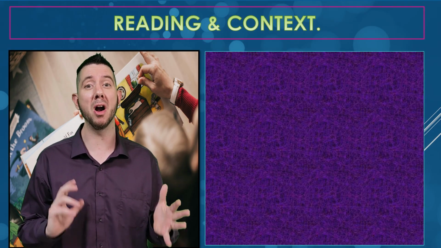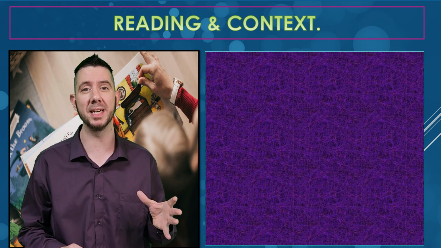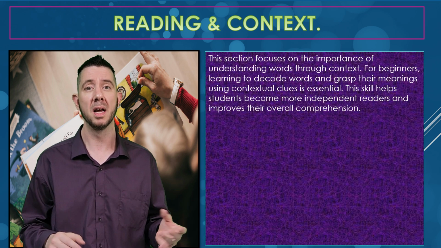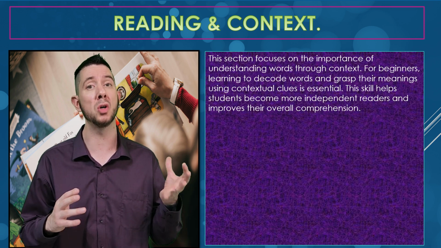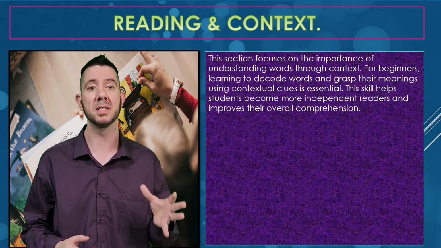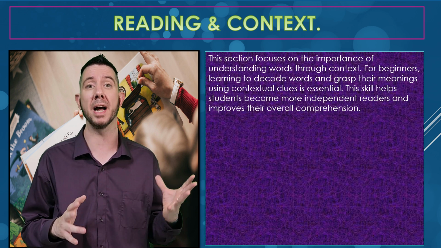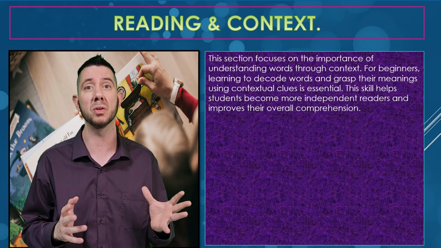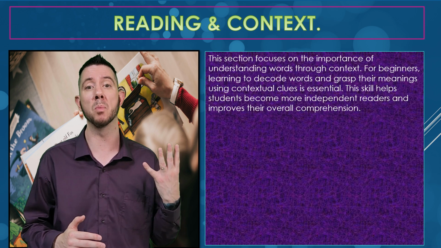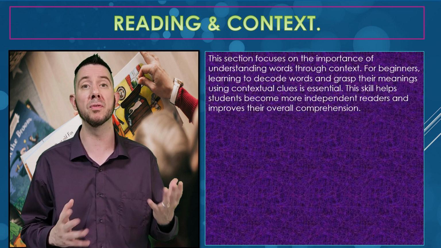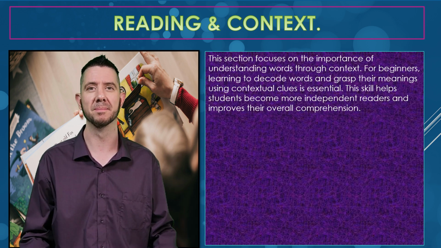Welcome to the first part of our course on teaching basic reading skills to ESL learners. This section focuses on the importance of understanding words through context. For beginners, learning to decode words and grasp their meanings using contextual clues is essential. This skill helps students become more independent readers and improve their overall comprehension.